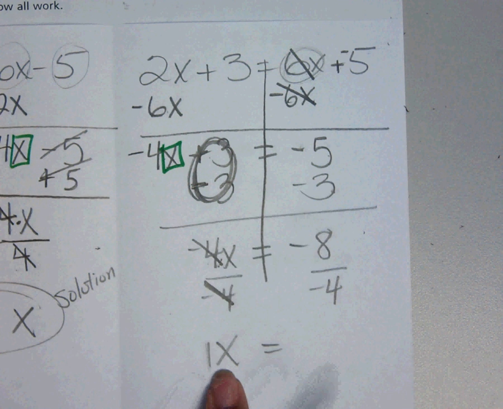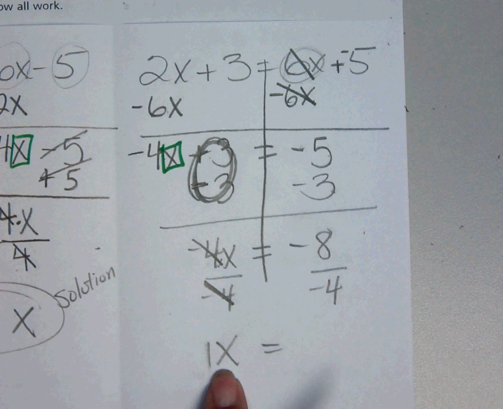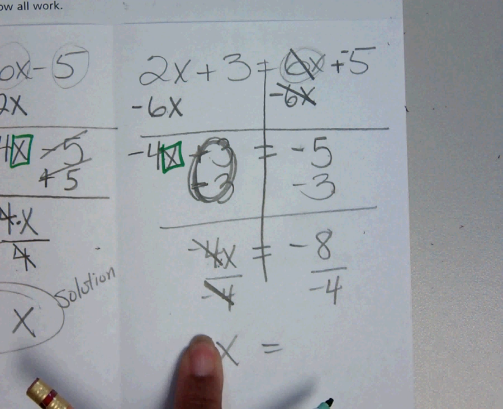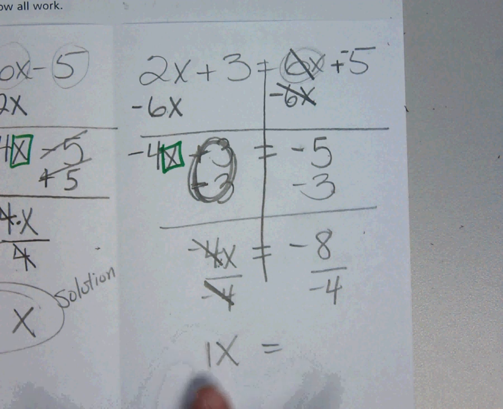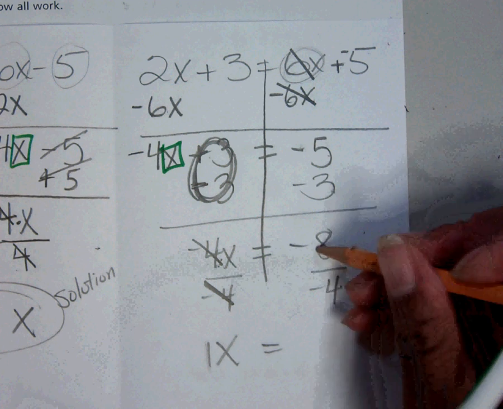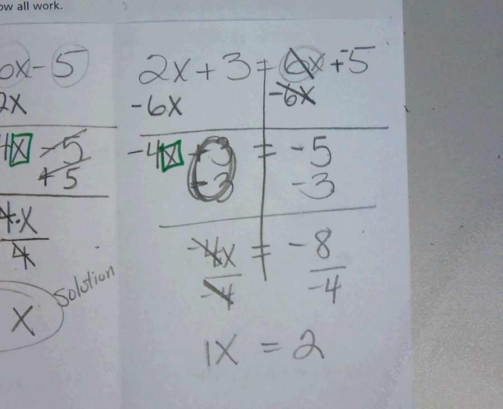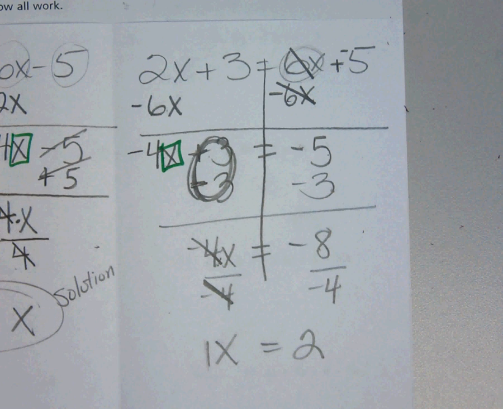Is my variable here isolated? Yes. How do you know? 1x and x are the same. So you do not have to try to divide that off. Negative 8 divided by negative 4 is going to give me a positive 2. And we got the same answer. You notice that? You just have to be careful.